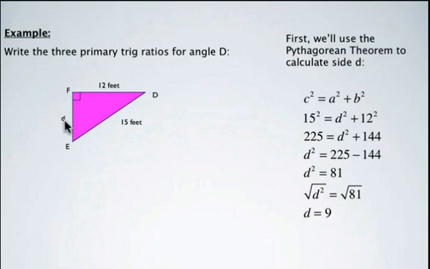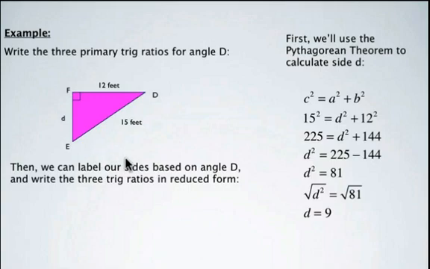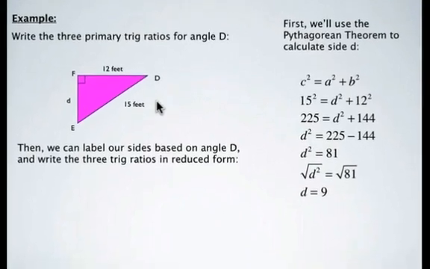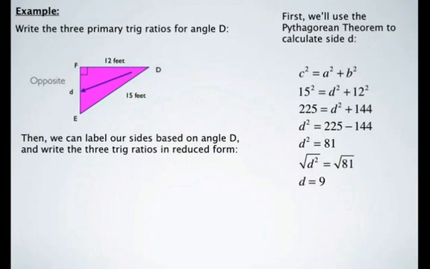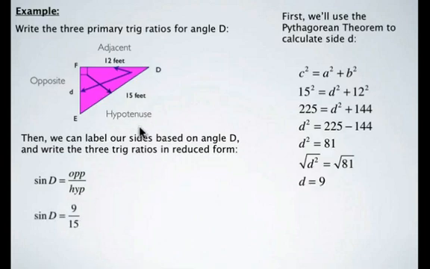So now we know the side length of side EF, and so now we can write our trig ratios based on angle D. Remember, we have to identify the adjacent, opposite, and hypotenuse for angle D. There's the opposite side, our hypotenuse and our adjacent. So remember, sine of angle D is going to be the opposite side divided by the hypotenuse. The opposite side here, remember we found that D is 9. So this is going to be 9 over 15 because our hypotenuse is 15, and that reduces to lowest terms as 3 over 5.